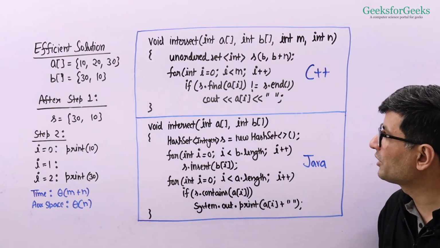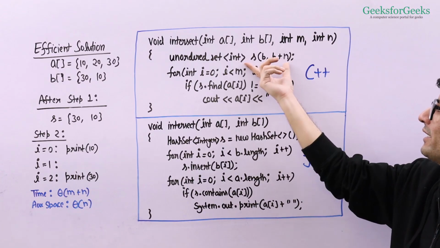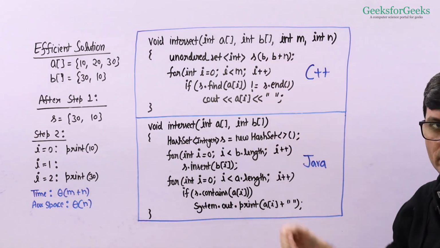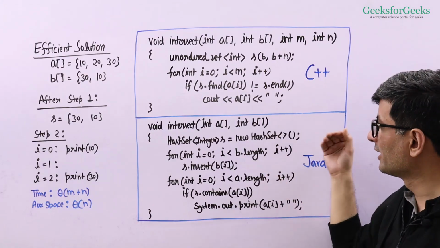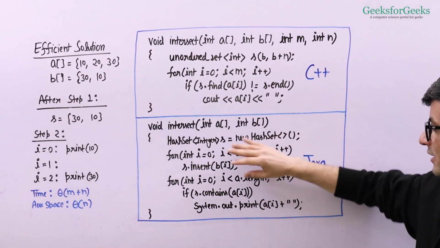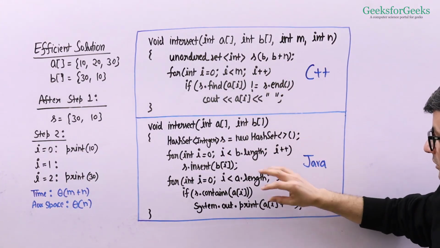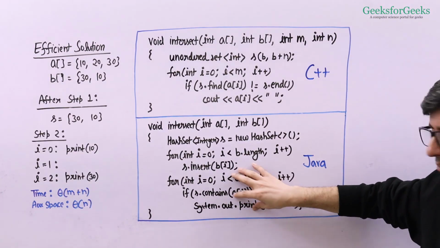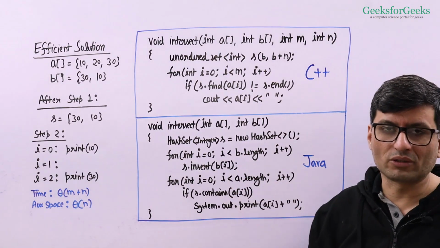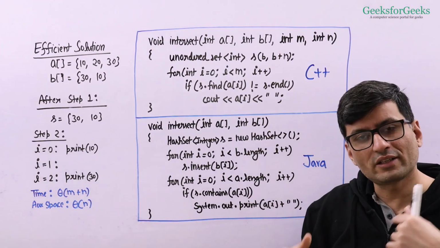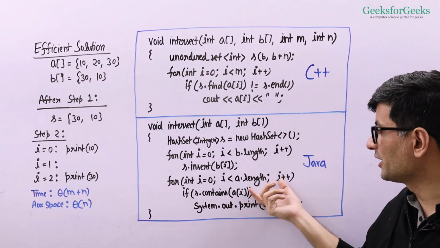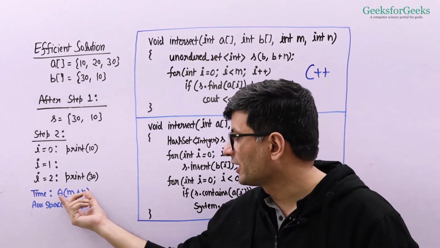What is the time complexity of it? This part is clearly theta n. We are inserting n elements of array B into the unordered set or hash set. So this part is theta n in Java, and theta n in C++. And this part is clearly theta m. We are traversing through every element of array A and looking into the hash table. So this is theta m. So overall time complexity is theta m plus n.